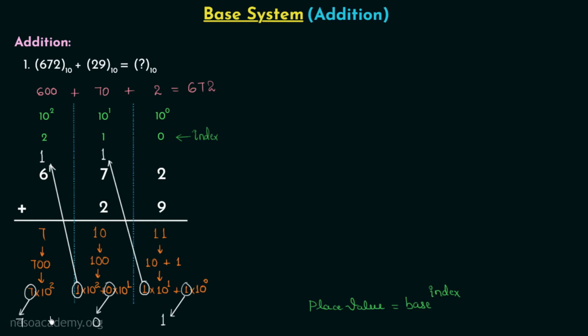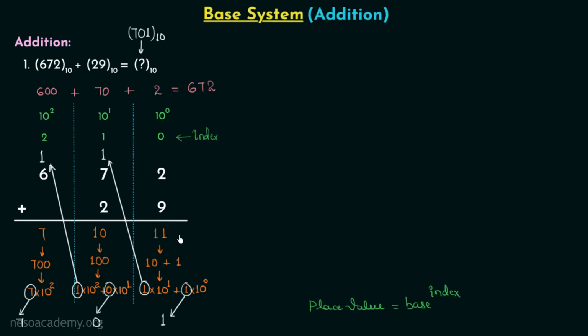So the answer is 701 when we add these two decimal numbers. We will get 701 in decimal after adding 672 and 29 in decimal. So in this way we are done understanding the details of addition in decimal number system, and now we are going to note down some observations which we are going to directly use in the additions of other number systems.